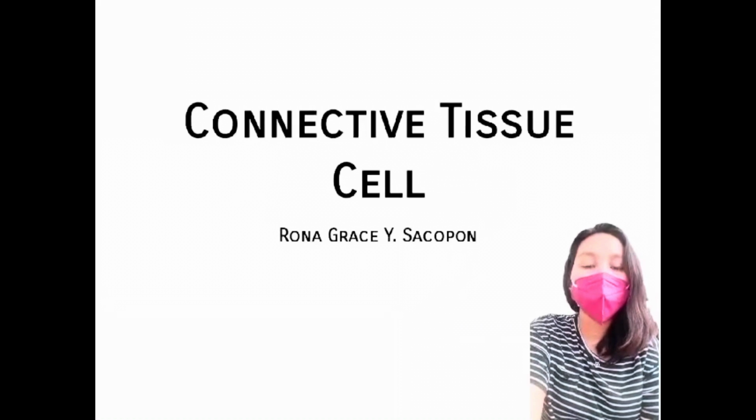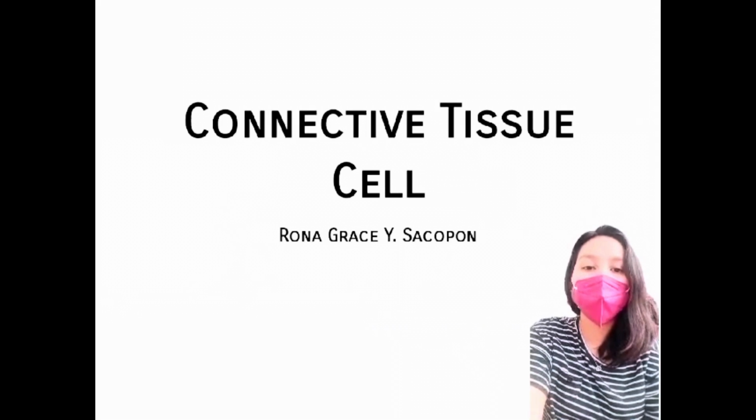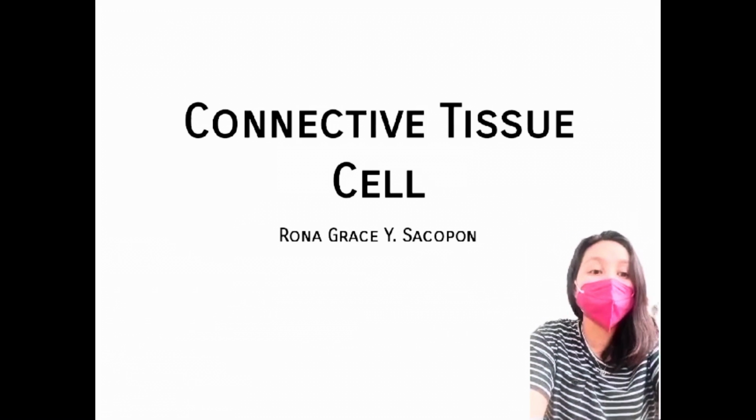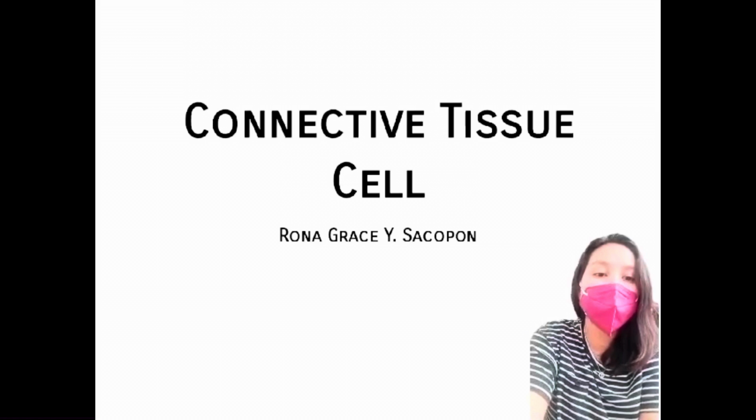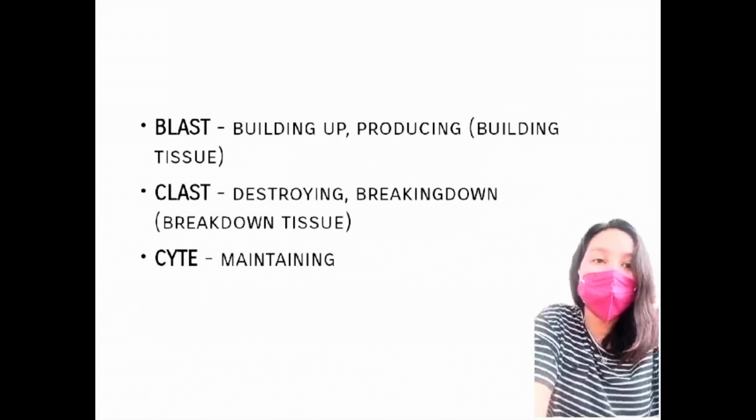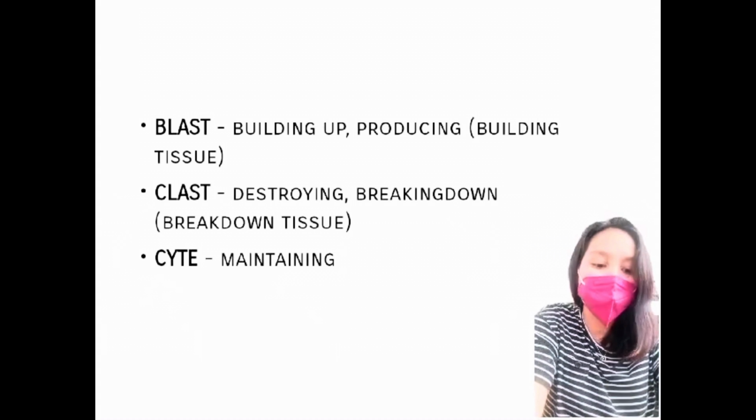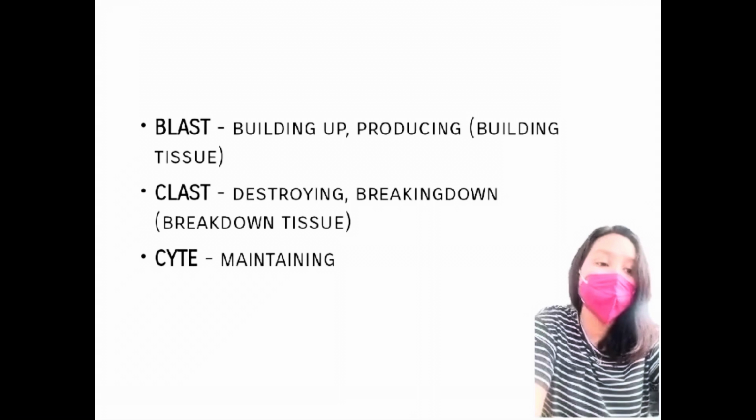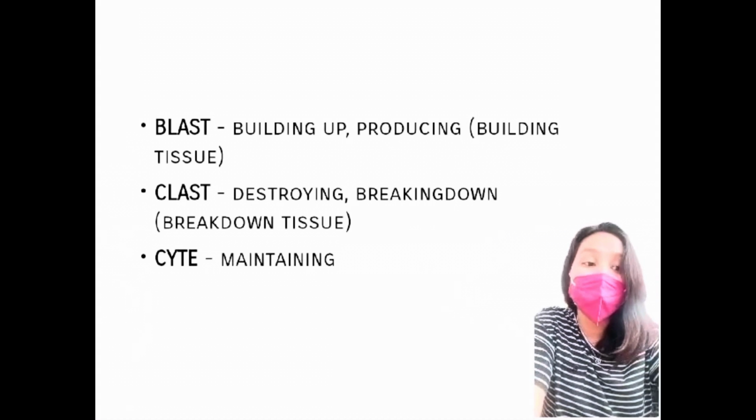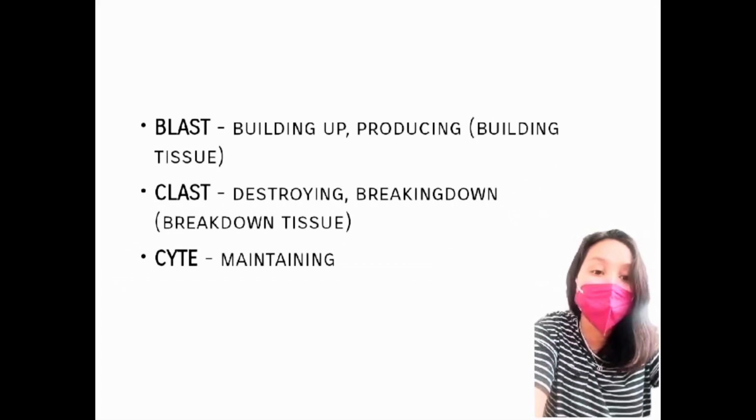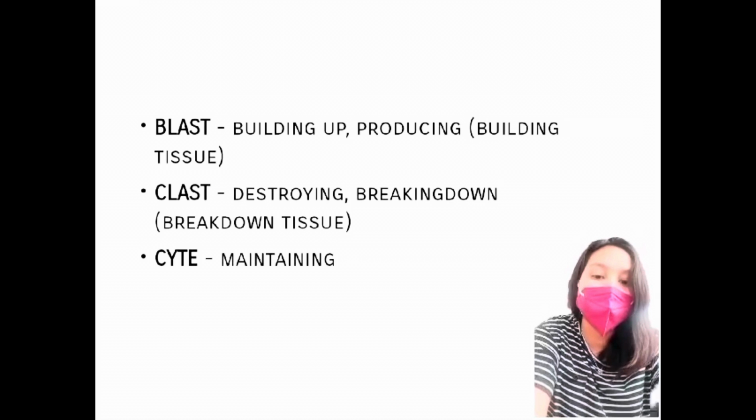I'm Rona Grace Y. Socopon, and I'm going to report about the suffixes blast, cyte, and clast that indicate the function of specialized cells in connective tissue. First is the blast, meaning building up, producing or building tissue. An example is the undifferentiated cell capable of division, like the erythroblast, which is a bone marrow cell that will form a red blood cell. Compare the erythrocyte, which is a mature red blood cell.